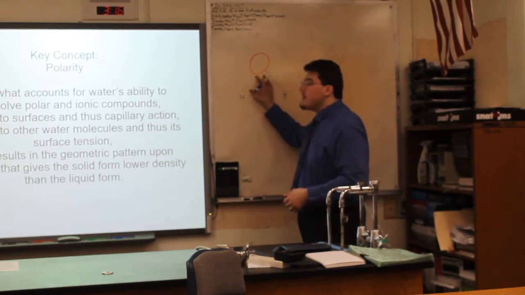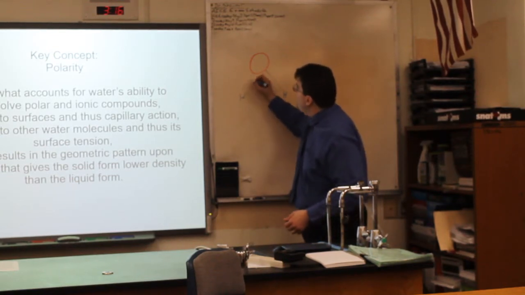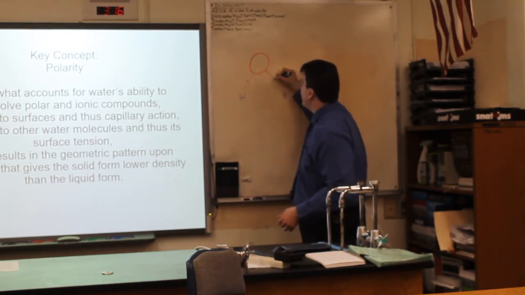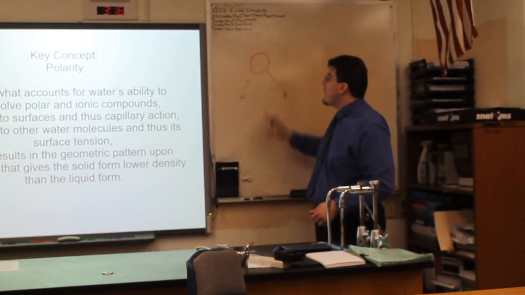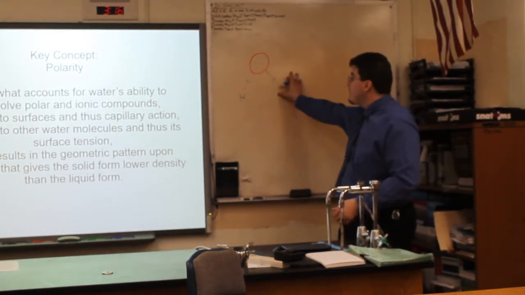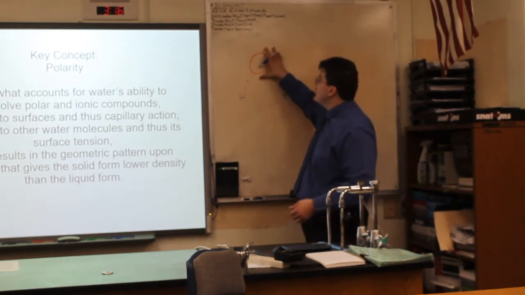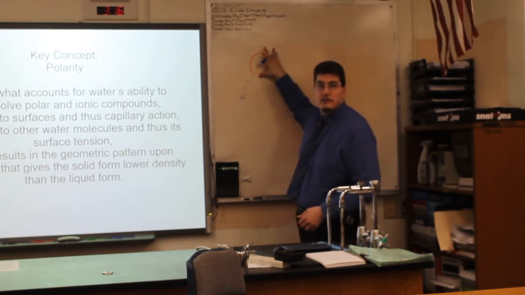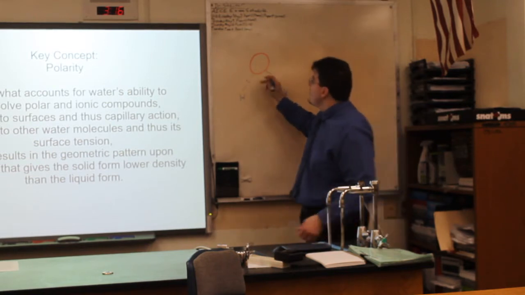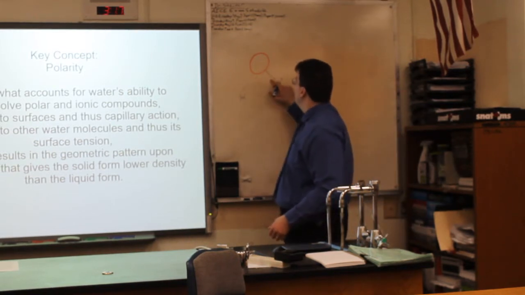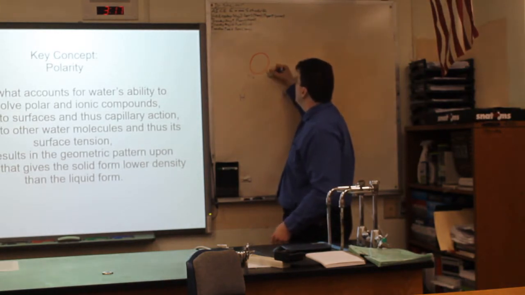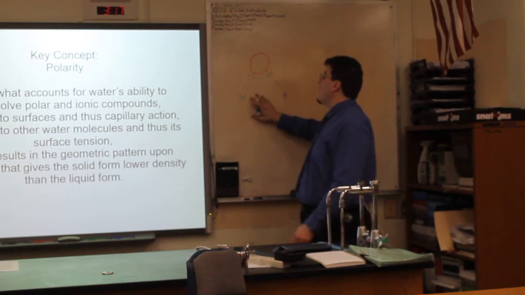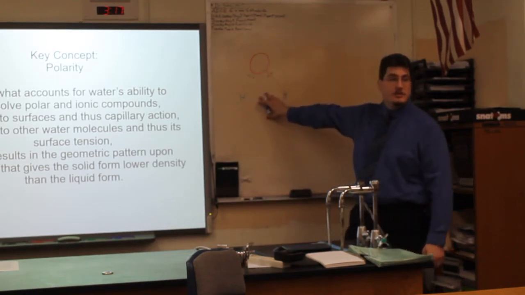When you have a covalent bond, the covalent bond is the result of a shared electron pair. Hydrogen donates one electron, oxygen donates one electron to this covalent bond, and the same goes for here. Because oxygen is more electronegative than hydrogen, the electron pair will be closer, and it will spend more time with the oxygen than with the hydrogen.